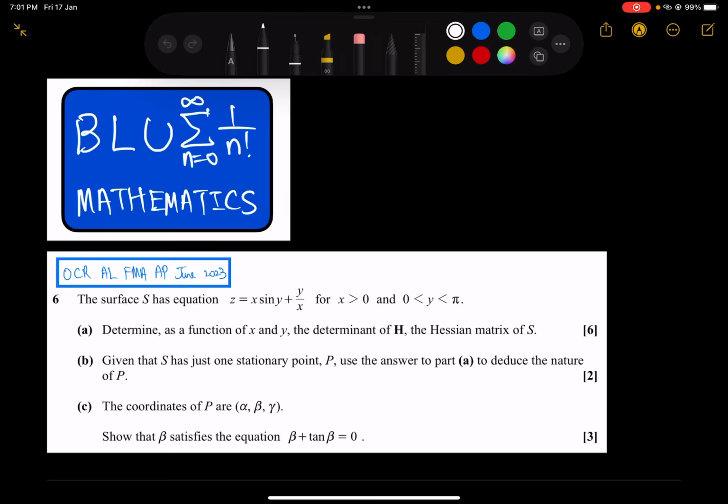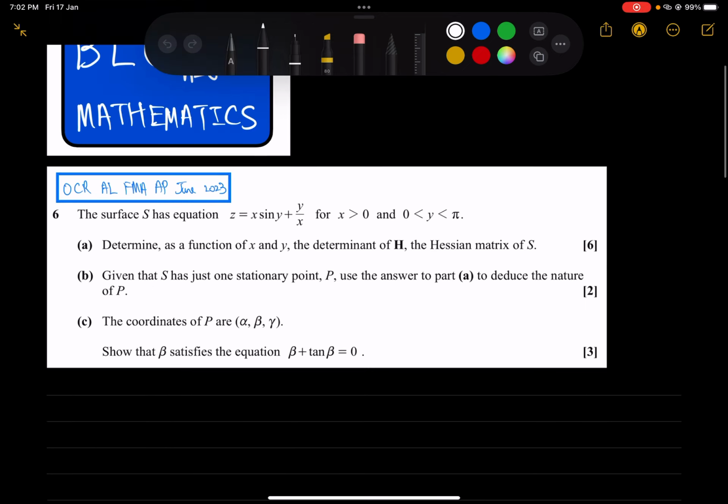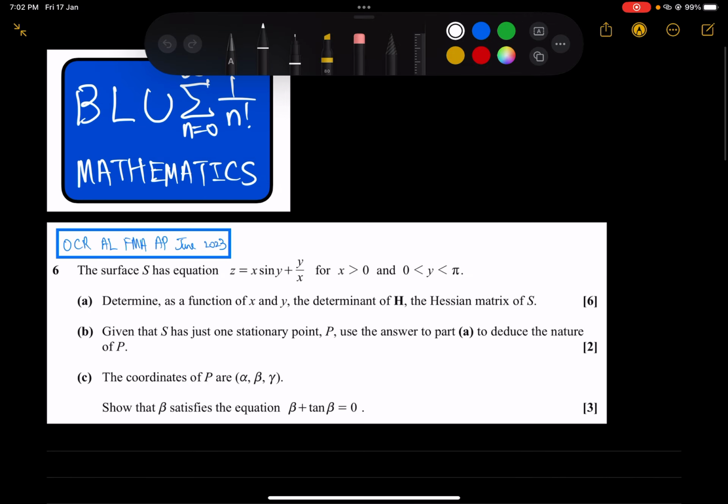Okay, so this one is on partial differentiation, and this is also in the OCR A levels. This one is a very basic one. Once you learn what partial differentiation is and the 3D functions, the saddle points, all that basic knowledge, you'll be able to handle this with ease.